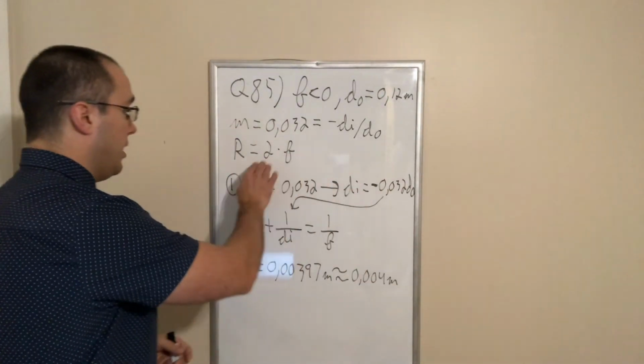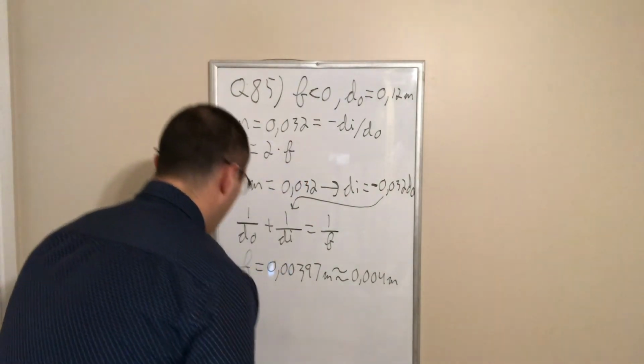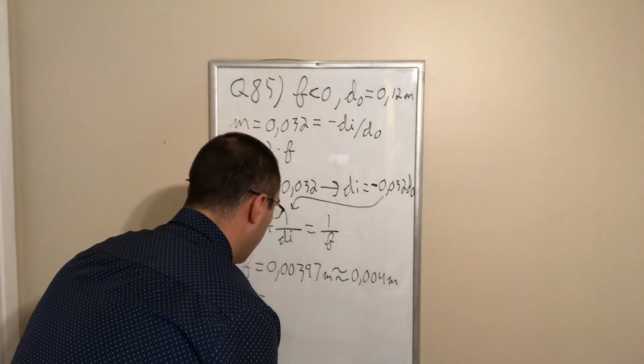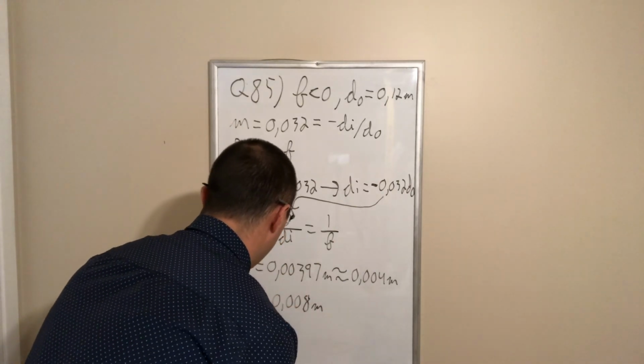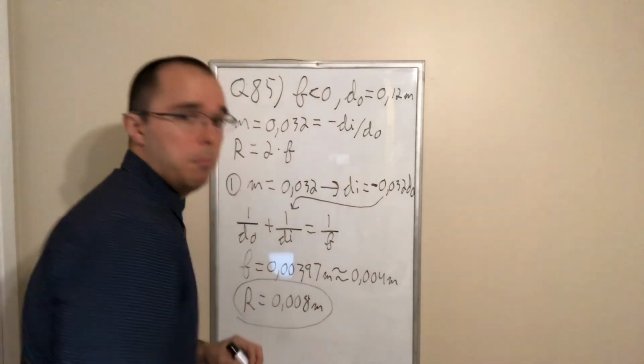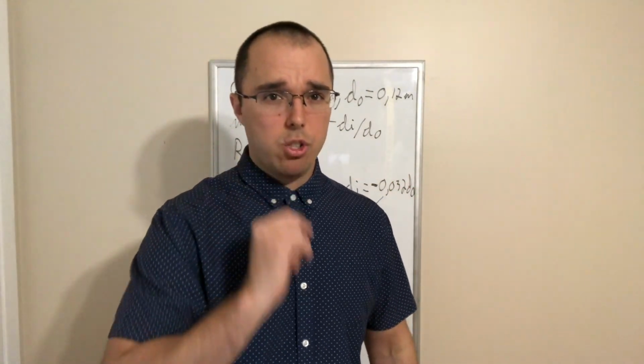Now, looking at this formula, the radius of curvature is simply twice the focal length. So the radius of curvature is equal to 0.008 meter, or 8 millimeters. All right, so that's it for question 85. Let's go solve some more problems.